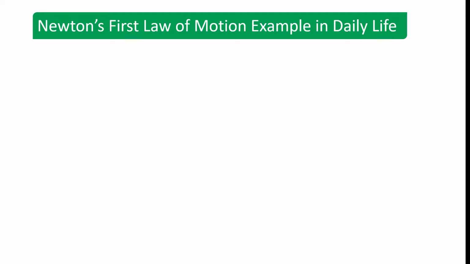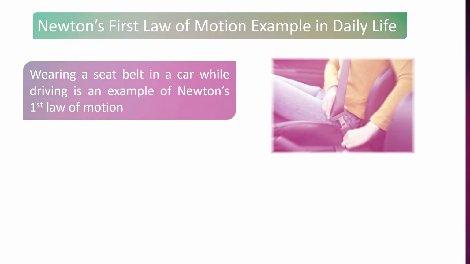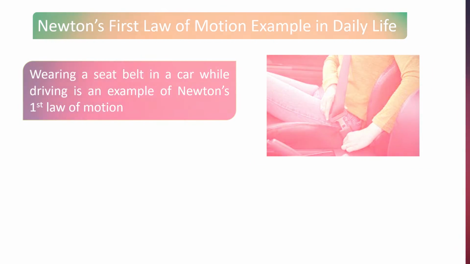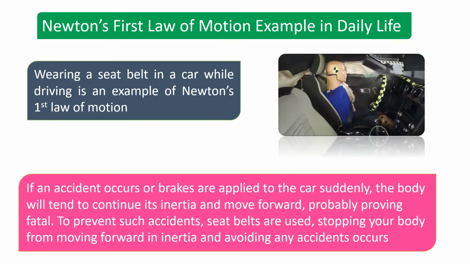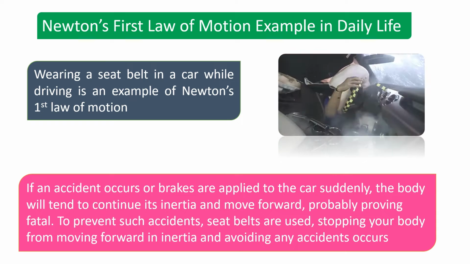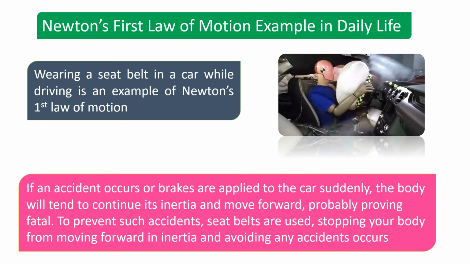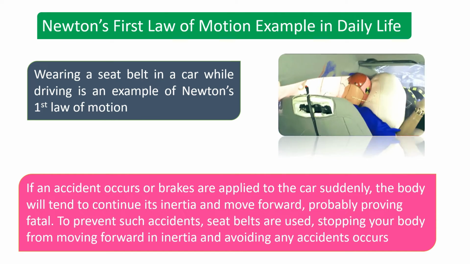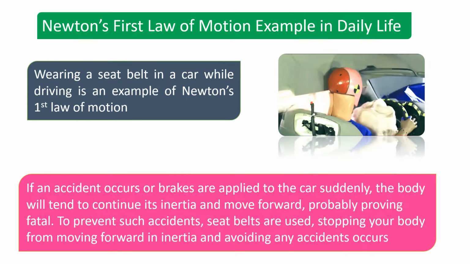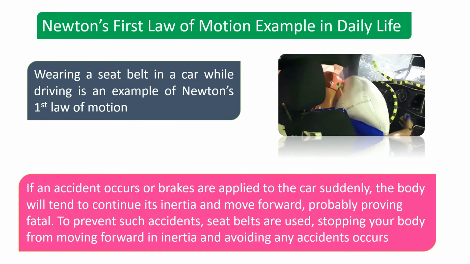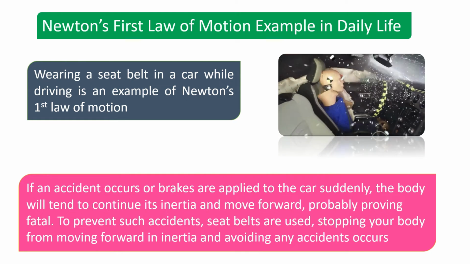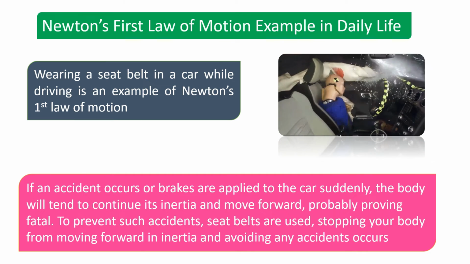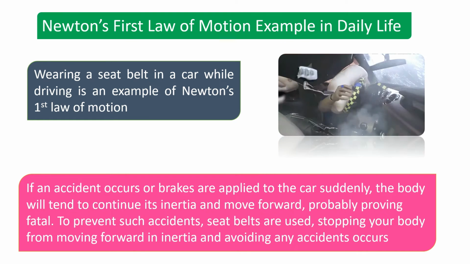And now we will discuss examples of Newton's laws of motion in our day-to-day life. Wearing a seat belt in a car while driving is an example of Newton's law of motion. It is an example of the first law of motion. If an accident occurs or brakes are applied to the car suddenly, the body will tend to continue its inertia and move forward, probably proving fatal. To prevent such accidents, seat belts are used. We use a seat belt to stop the body from moving forward due to inertia and to avoid injury. Okay, so this is an example of Newton's first law.